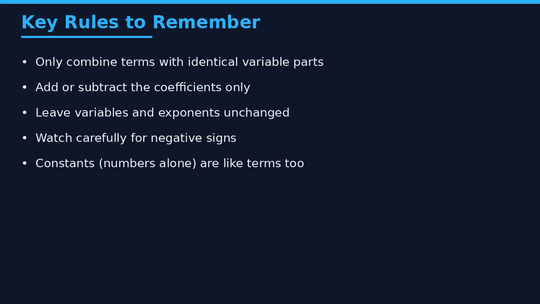Remember the key rules. Only combine terms with identical variable parts. Add or subtract coefficients only. Leave variables and exponents unchanged. Watch for negative signs. Constants are like terms too.